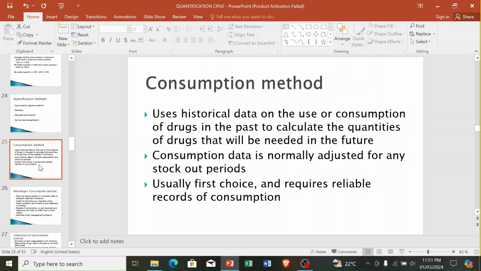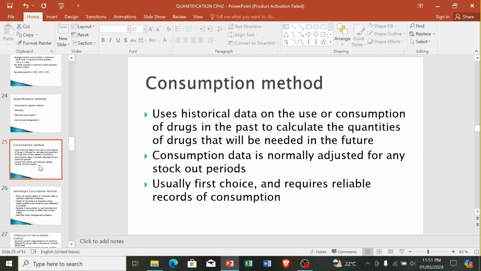In the first lecture, I talked about accuracy. You are making sure that you have accurate information, accurate data, and that accurate data is the one you need to use to determine the quantities that are required for the facility.